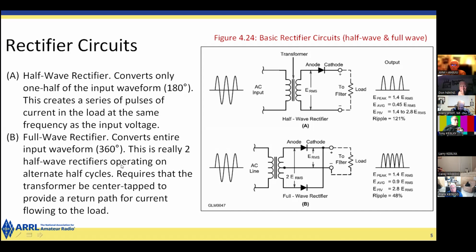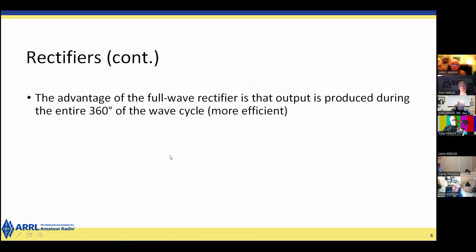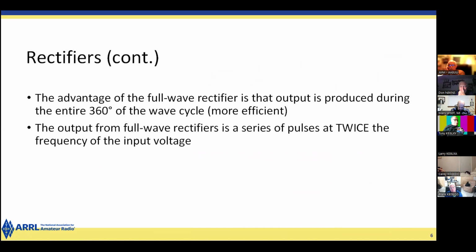Full-wave rectifier converts the entire waveform. This is really two half-wave rectifiers operating in alternate half cycles. It requires that the transformer be center tapped to provide a return path for current flowing to the load. Okay, well, let's see if they get to the more common. Nope, they don't. The advantage of a full-wave rectifier is that the output is produced during the entire cycle, as you can see. The output from a full-wave rectifier is a series of pulses at twice the frequency of the input voltage.